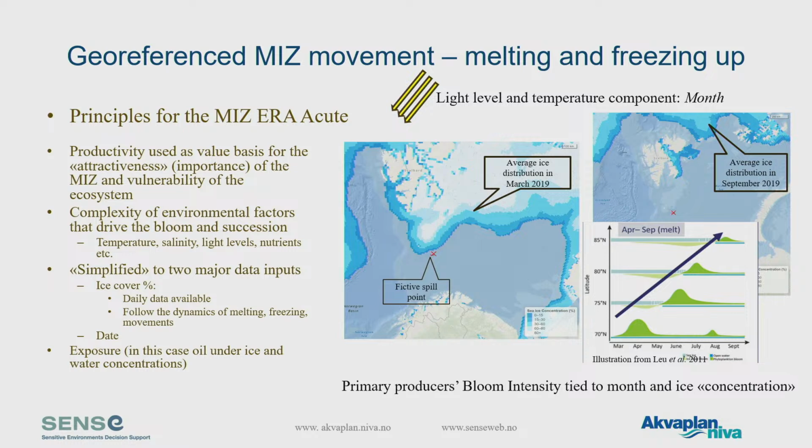And if you see this figure by Eva Loy et al., who tied the bloom of the two primary producer groups, the ice algae and the phytoplankton, to the latitude and the month, we are using this tied to the ice concentration or the ice level on the surface in each month. And by using daily data sets, we follow the dynamics of melting and freezing and the movements. And since this is ERAQ and we're measuring the impacts of oil spills, we use the oil spill exposure. In this case, it's the oil under the ice and the water concentrations.